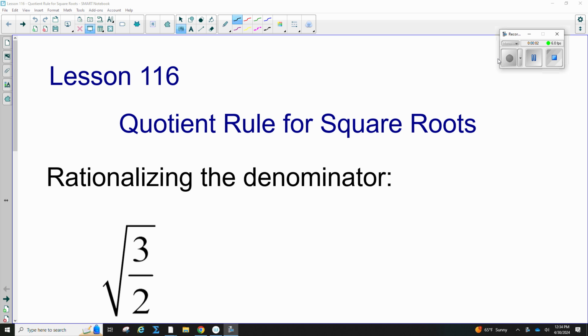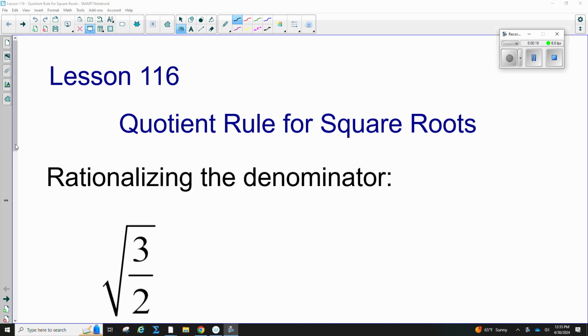Lesson 116, quotient rule for square roots. All right, we are going to do what's called rationalizing the denominator. So you don't want to have radicals in the denominator, or square roots. Those are radicals, okay? We don't want those in the denominator.